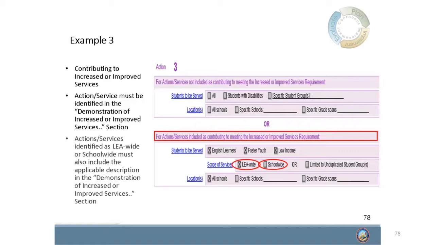And because it is offered on a district-wide or school-wide basis, there must be a description of how it is principally directed towards and effective in meeting the charter's goals for unduplicated pupils. For a charter school with only one site, either LEA-wide or school-wide may be checked.